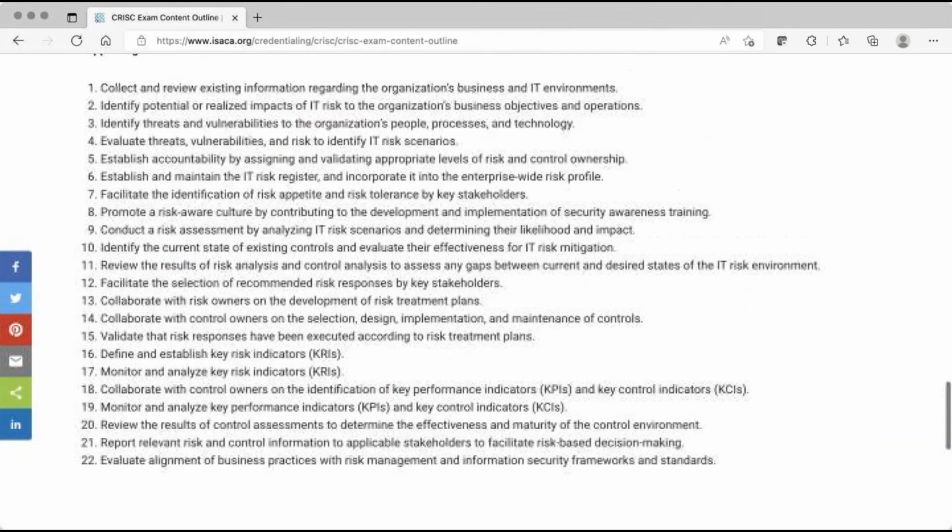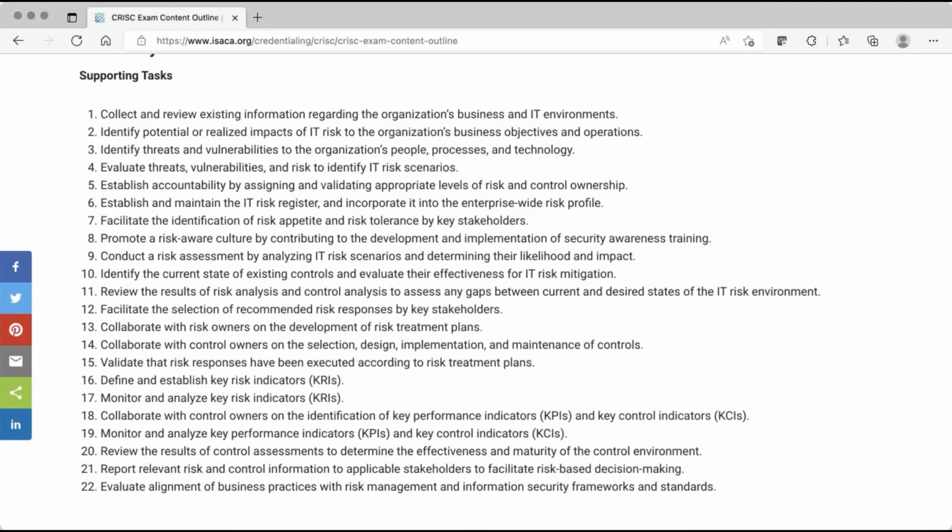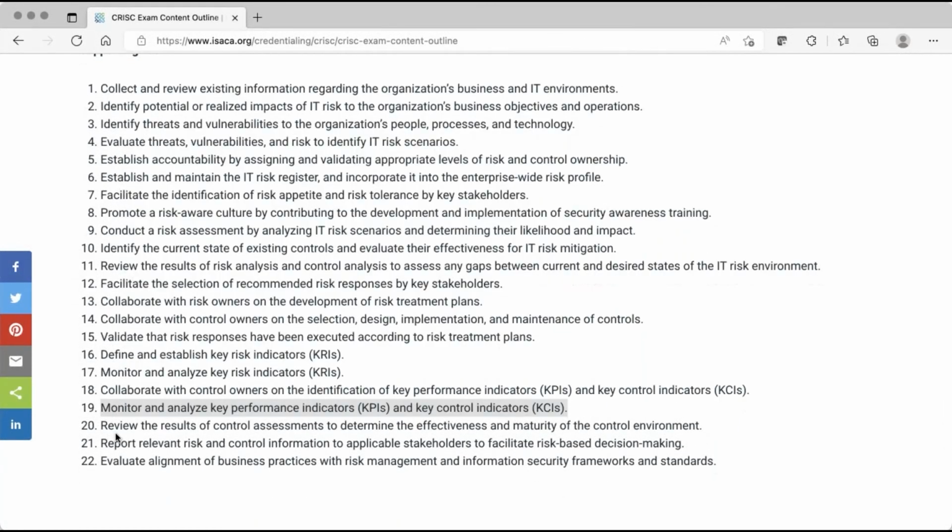There are 25 tasks based on what you've just talked about. For example, it says you should be able to evaluate threats, vulnerabilities, and risk to identify IT risk scenarios, or to be able to monitor and analyze KRIs, or whatever the tasks are. So this is something I would want you to understand, because these are tasks you should be able to identify. It says here, monitor and analyze KPIs and KCIs. Now, do I understand what a KPI is? Do I understand what a KCI is? Do I understand what the differences are? Can I create my own KCIs? Can I create my own KPIs? That's what I want you to be able to learn, and that's what the exam expects you to be able to do.